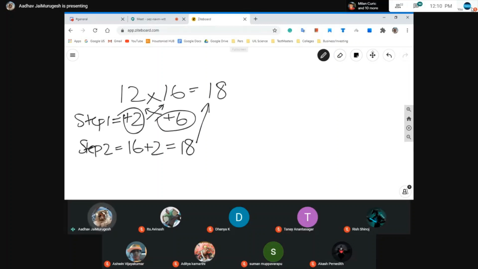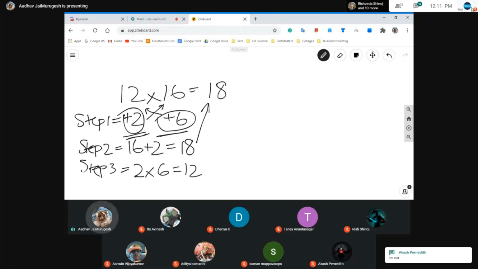Now step 3 is going to be taking these two numbers and multiplying them by each other. So that's going to be 2 times 6, and 2 times 6 is of course going to be 12. So that's going to be our second part of the answer. But you have to add this in a different way.